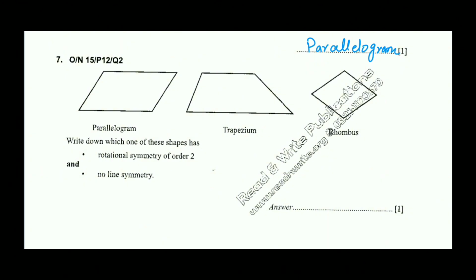Question number 7. Parallelogram, trapezium and rhombus are given to you. Write down which of the following shapes has rotational symmetry of order 2 and no line of symmetry. So a parallelogram has no line of symmetry, you have to remember, because if you draw a line, this corner will not overlap on this corner. It will overlap somewhere else. So it means that there is no line of symmetry of a parallelogram. And it has rotational symmetry of order 2. It means its answer will be parallelogram.